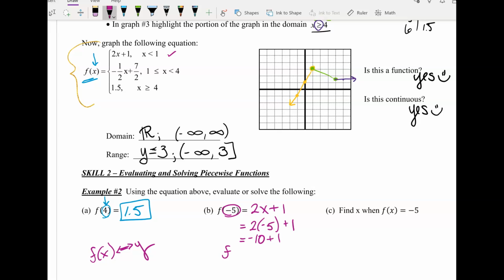Plus 1. So f of -5 is going to be equal to -9. What that means is when x is -5, y is -9. You can always go to your graph and check. So if I would go 1, 2, 3, 4, 5, 1, 2, 3, 4, 5, 6, 7, 8, 9, it would be down here somewhere, which looks like it would absolutely correspond. Okay, so if you do have a visual, it's nice to be able to check your math at that point.